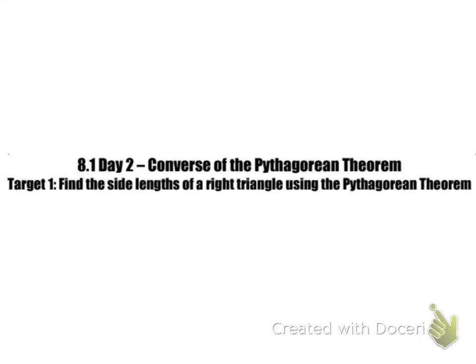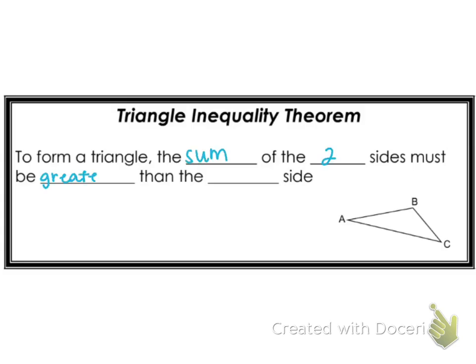This lesson is on the converse of the Pythagorean theorem. So we're going to start with the triangle inequality theorem. To form a triangle, the sum of the two sides must be greater than the third side.